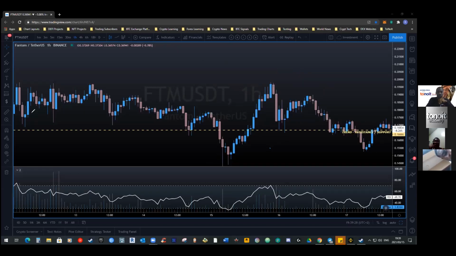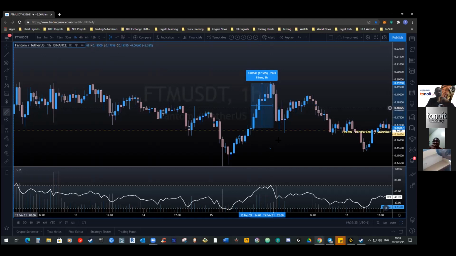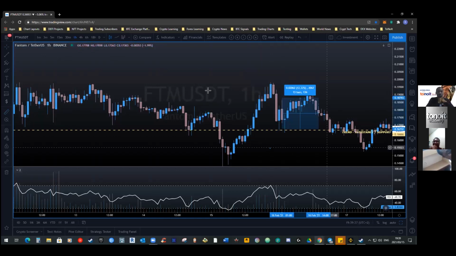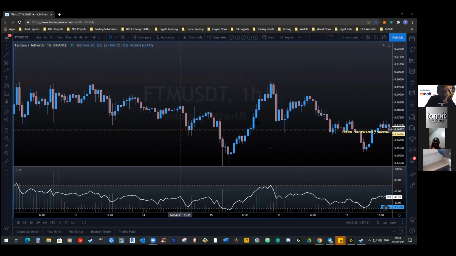Let's quickly measure their gains. 17% there, 12% there, and a 3% loss. Now, that's good odds. That's good trading. Okay. Now, let's dive into this a little bit deeper.